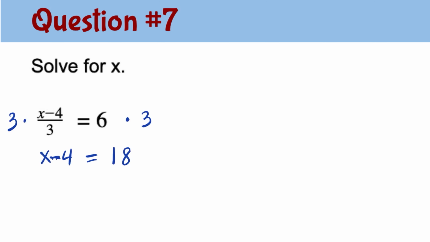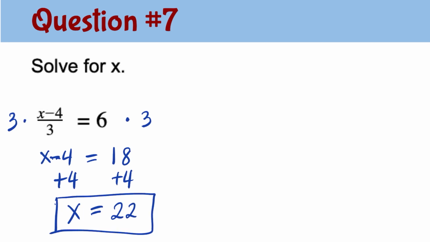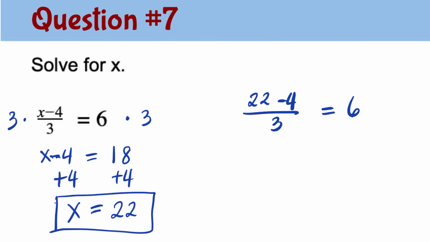Now we need to add 4 to both sides. And that gives us x is equal to 22. To check the answer, let's plug in 22 back into the equation. So we have 22 minus 4 divided by 3. Is it equal to 6? Using the order of operations, we need to do first 22 minus 4, that is 18. 18 divided by 3, is it equal to 6? Yes, it is. So we have 6 is equal to 6.